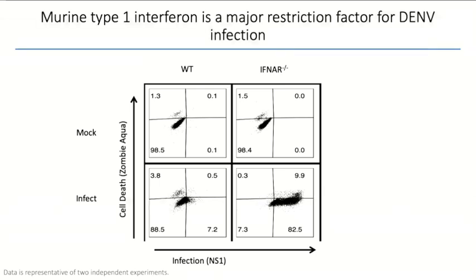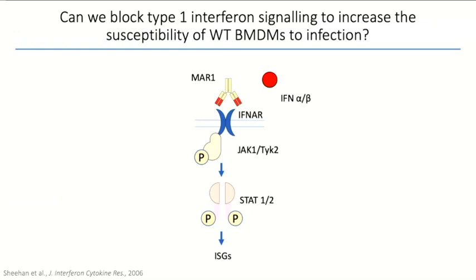This is a point of difference to human dengue virus infections, where during mild dengue fever and severe dengue, and at time points when patients are viremic or after they have cleared virus, it is possible to detect high levels of type 1 interferon. To get around this murine-specific restriction factor, I tested to see whether I could block type 1 interferon signaling to increase the susceptibility of wild-type BMDMs to infection. I decided to use a commercially available IFNAR blocking antibody that I'll refer to throughout this talk as MAR1 to increase the susceptibility of my BMDMs to dengue virus infection.